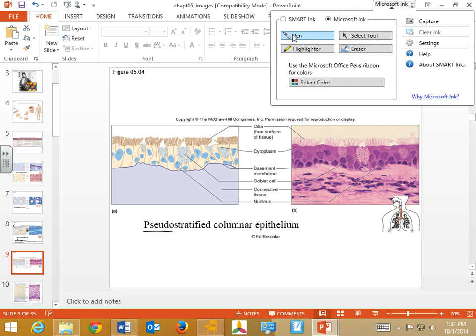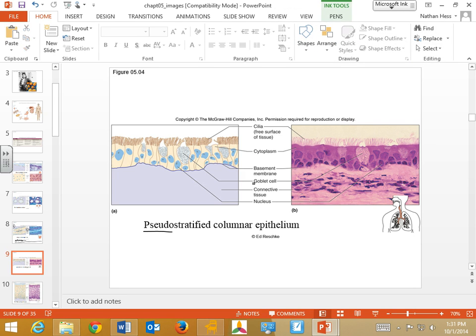Pseudostratified also has these goblet cells. Goblet cells produce what? Mucus. Good. This is a test question, right? Goblet cells produce mucus. They also have this stuff on top called cilia. Cilia, which would be these guys, right? Oh boy, terrible arrow. Are the cilia attached to the cells of the tissue? They are attached to the actual cells that make up the tissue.